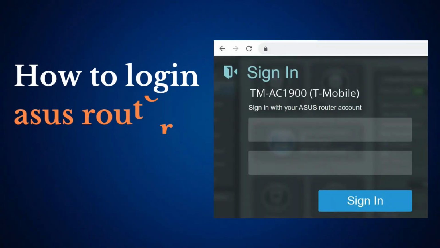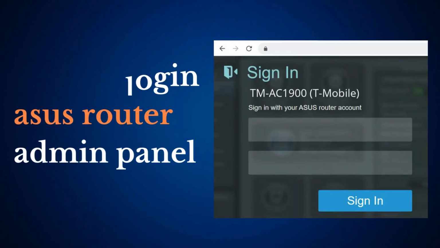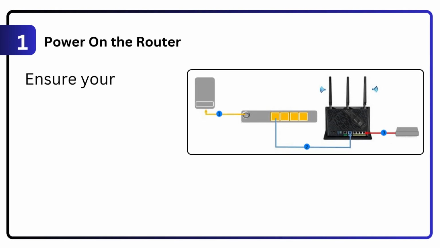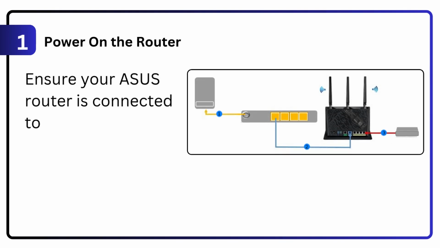How to log in Asus router admin panel. 1. Power on the router. Ensure your Asus router is connected to a power source and turned on.